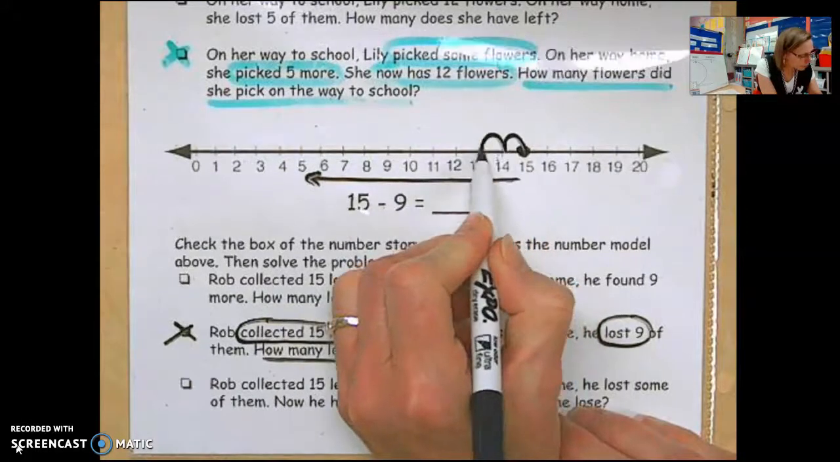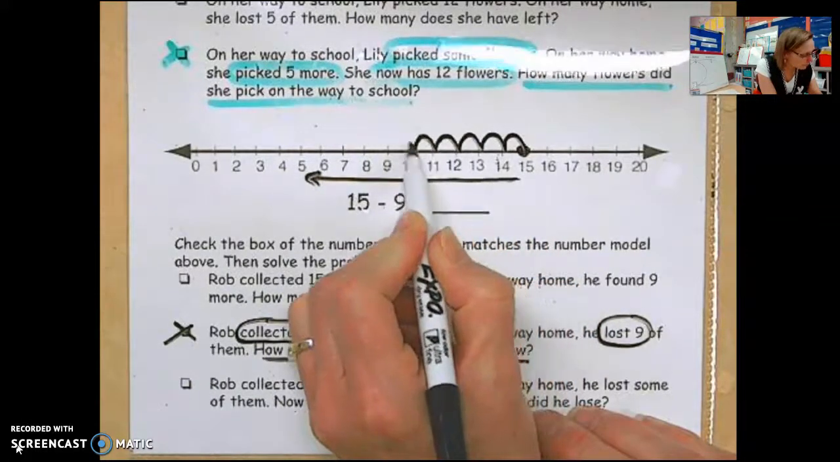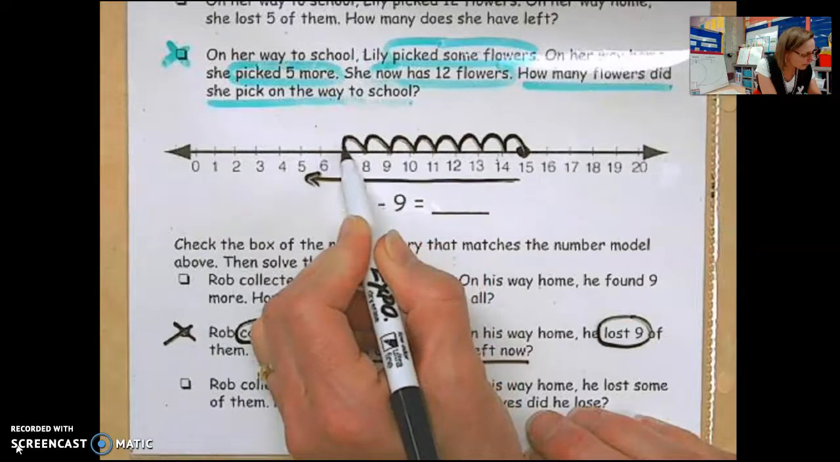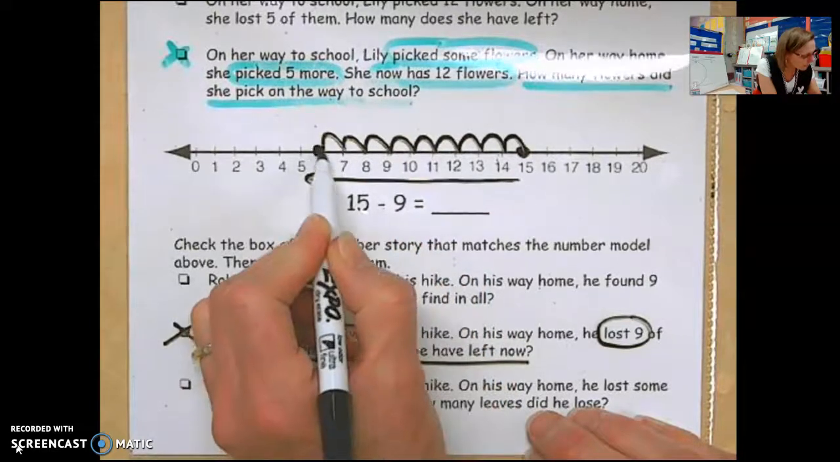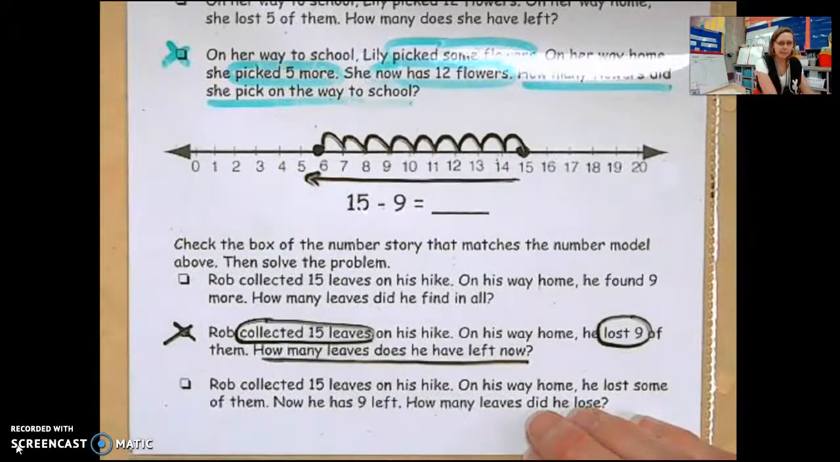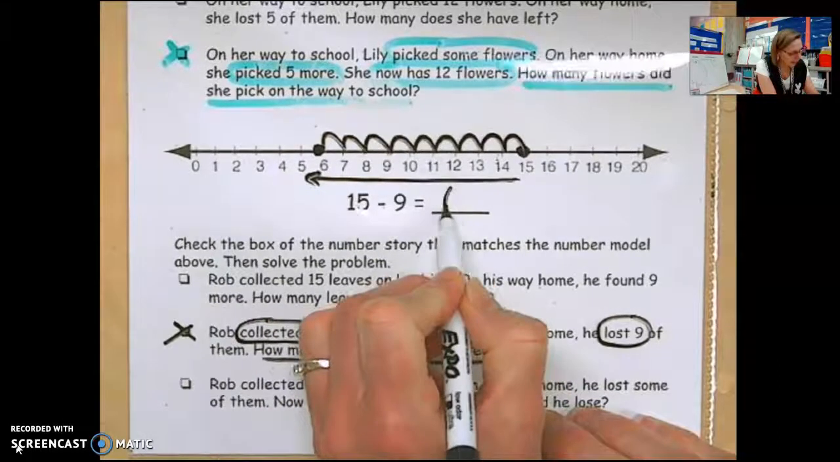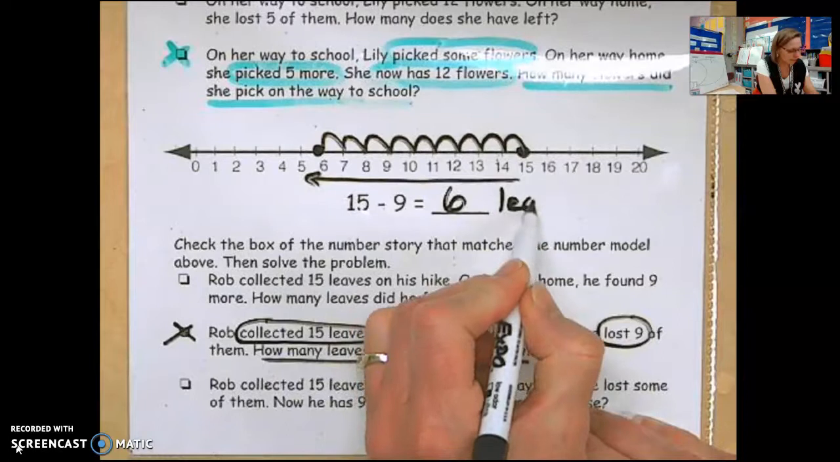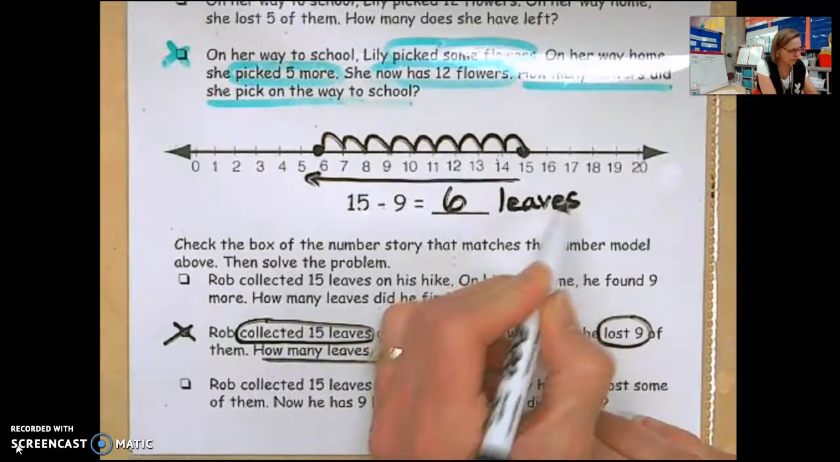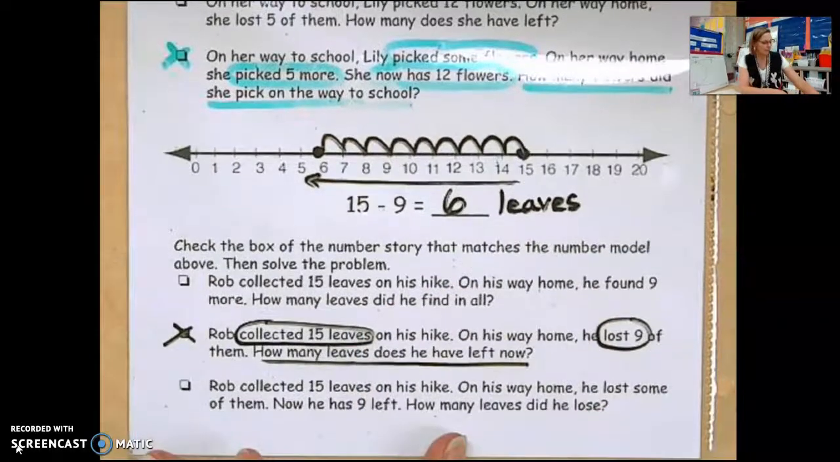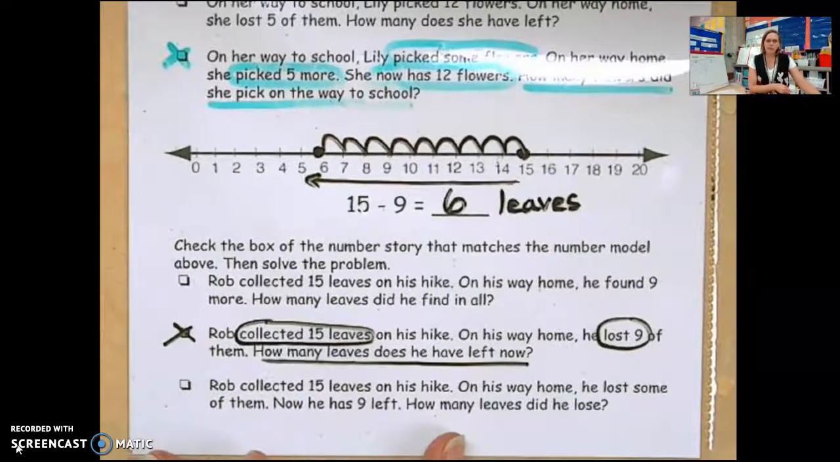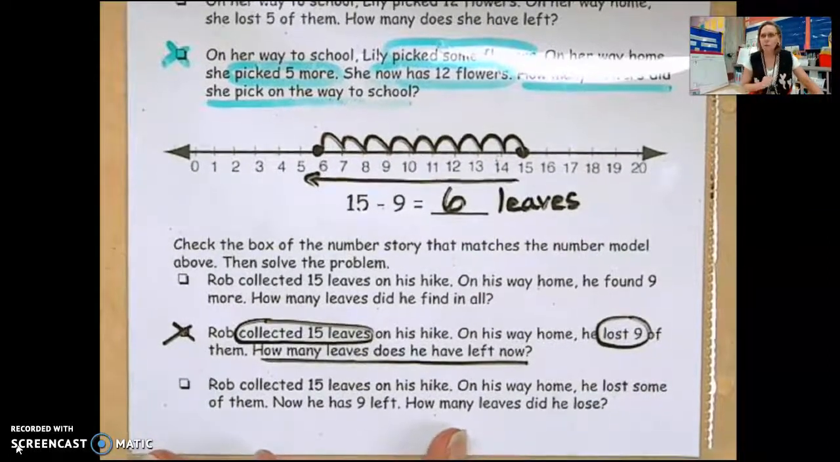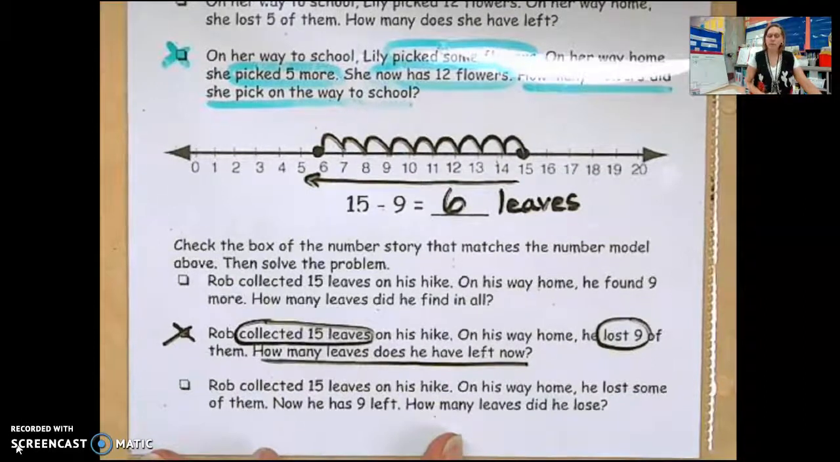1, 2, 3, 4, 5, 6, 7, 8, 9. He landed at 6. So how many leaves did he have left? He had 6 leaves. Oh, I like to put my unit on there sometimes. I didn't do it on the other one, but that's okay. I think we did a pretty good job finding the story and making sure that story matches.